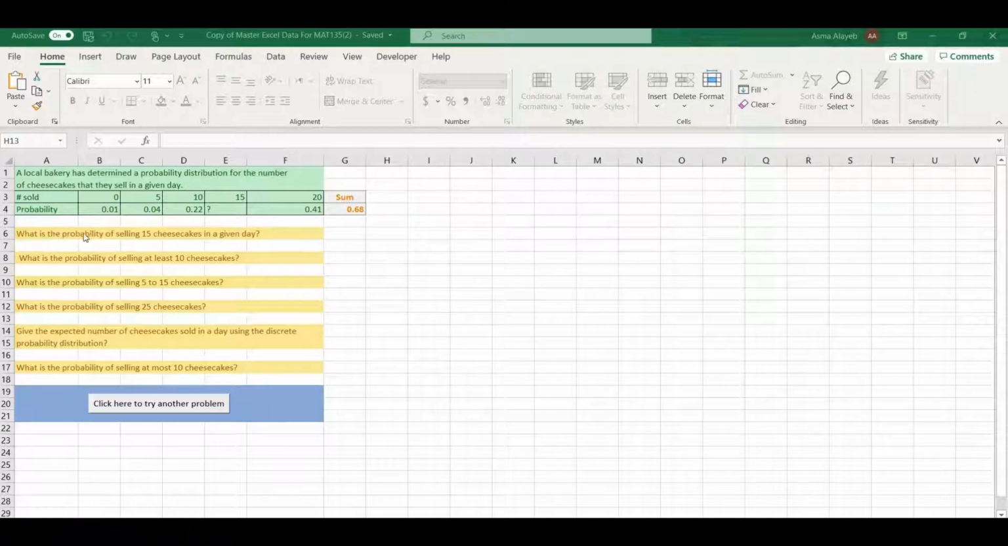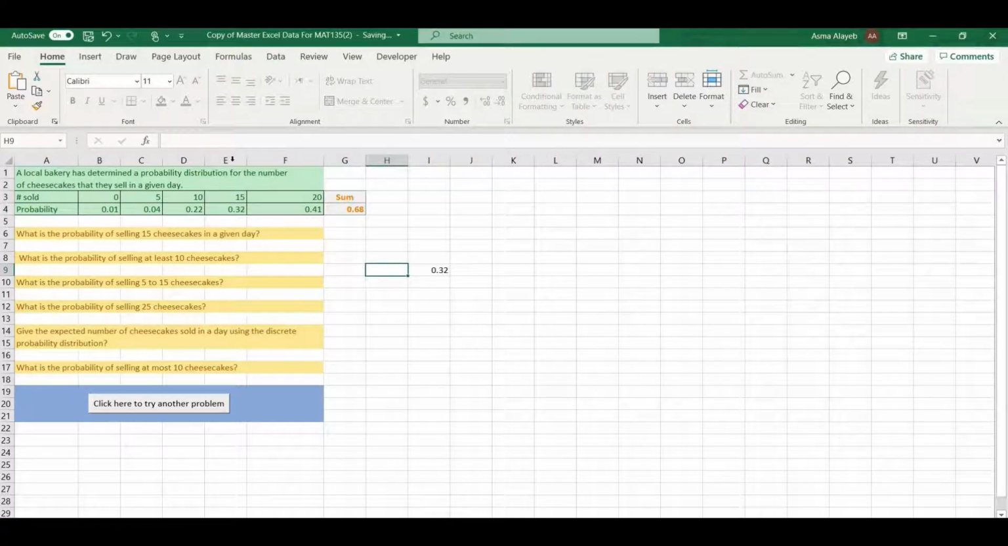So the first question says, what is the probability of selling 15 cheesecakes in a given day? That is this missing number over here. To figure that number out, we know since this is a probability distribution, then the sum has to be 1. And in this case, the sum is 0.68. So to figure this number out, we're going to say this is equal to 1 minus the sum, which is 0.68. So the answer is going to be 0.32. So this answer here is 0.32.